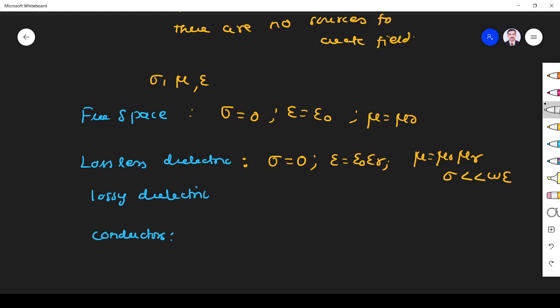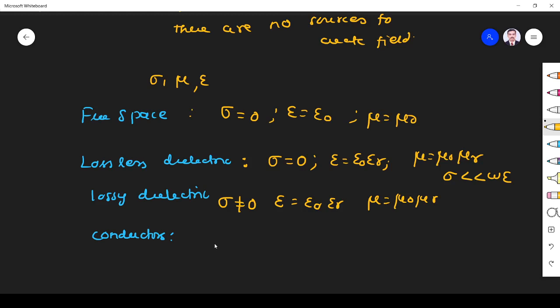Now we see the characteristics of a lossy dielectric. Lossless means it is an ideal insulator. Lossy means it may conduct. So sigma is not equal to 0. Conductivity will be there. Epsilon is equal to epsilon naught epsilon r, mu is equal to mu naught mu r. So the other characteristics are the same. Sigma is far less than omega epsilon.